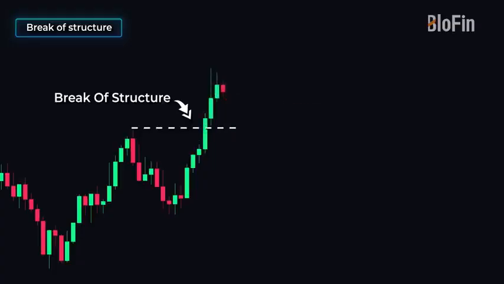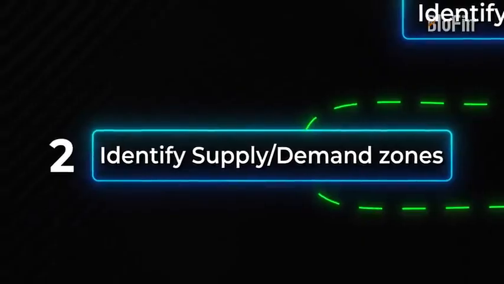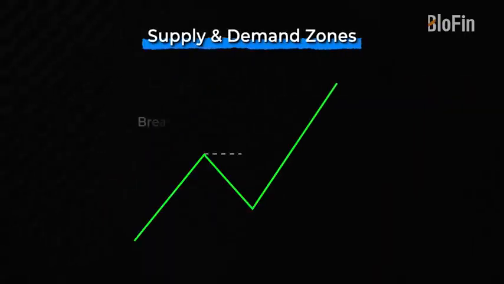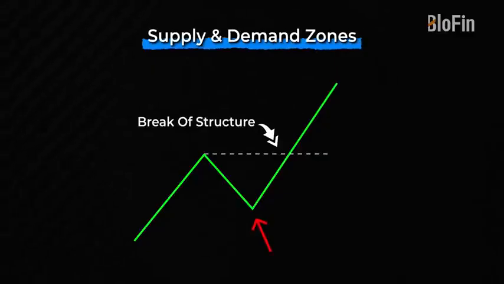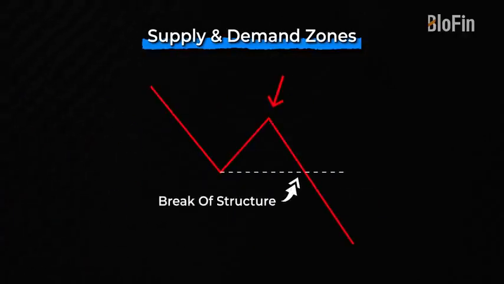Once a break of structure is identified, we can move on to step 2, which is identifying a supply or demand zone. These are areas where large buy or sell orders were placed in the market, causing a sharp move in price. The easiest way to find these zones is to first spot a break of structure. Then, look at the starting point before the sharp price move, which led to that break of structure. The area right before the sharp move upwards is called a demand zone. Similarly, in a downtrend, the area right before the sharp drop that led to that break of structure is called a supply zone.